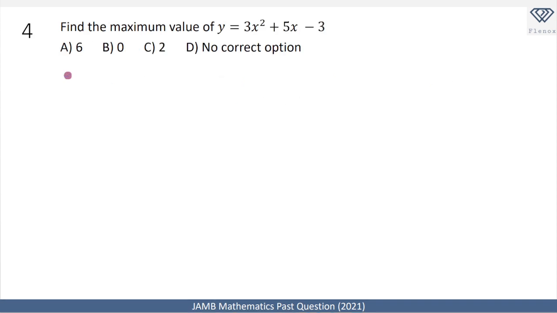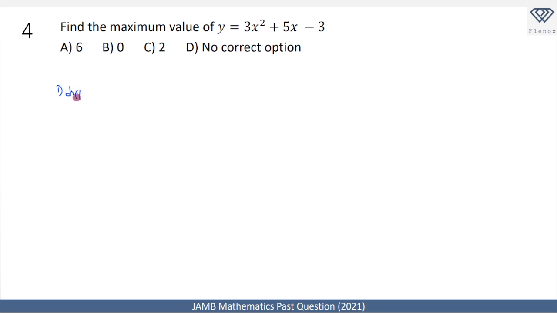Now let's move on to the next question, which asks us to find the maximum value of y equals 3x squared plus 5x minus 3. Now this is a classic differentiation question again, and that is when you are trying to find the maximum or the minimum. You know that you're being asked to solve something in the domain of differentiation. So there are 2 steps involved in finding the maximum value of an equation. In this case, you have the quadratic equation. The first step is to differentiate.